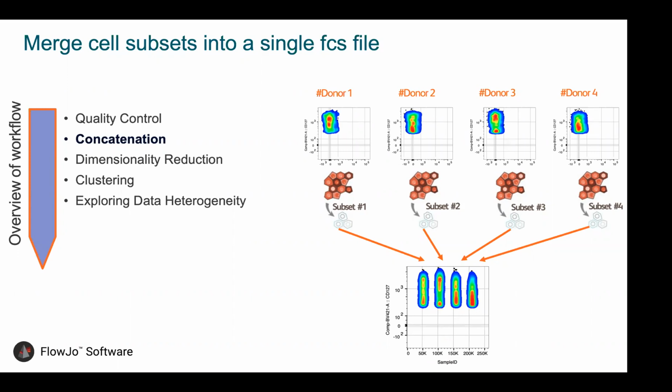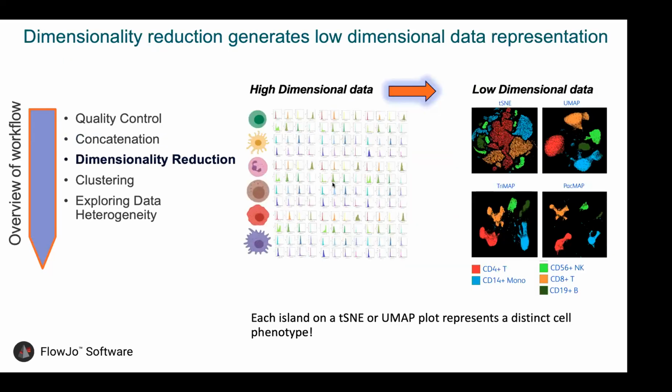So that's quite an easy step. There's no plugin required to perform this in FlowJo. And then after we have a single FCS file, all those steps from here below, dimensionality reduction, clustering, and exploring data, are all being performed on the single FCS file that we have.